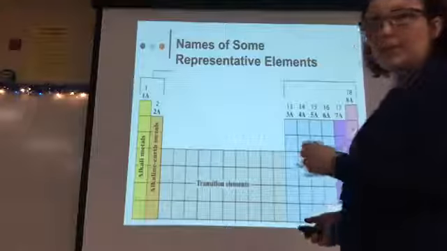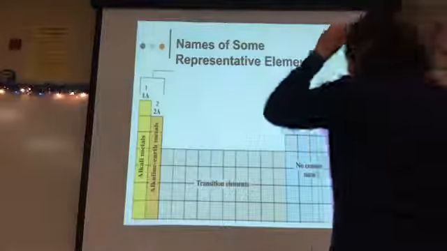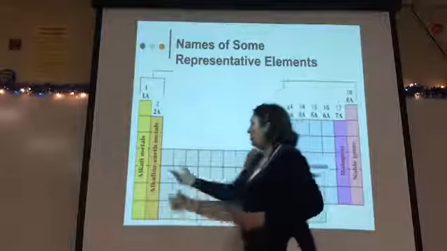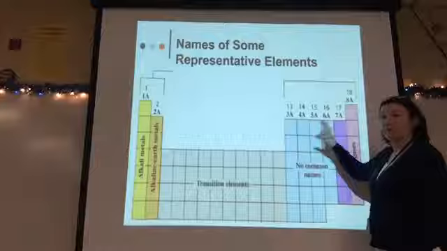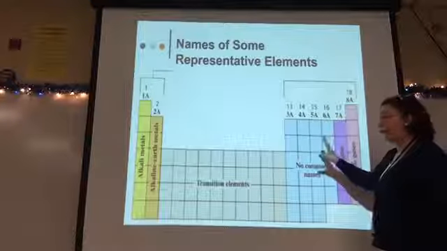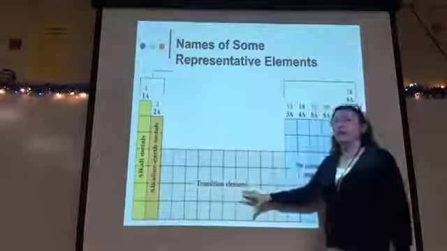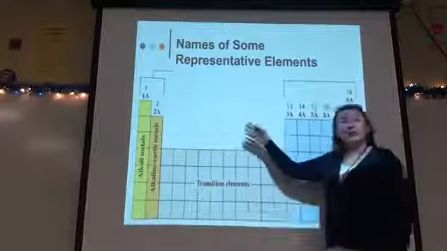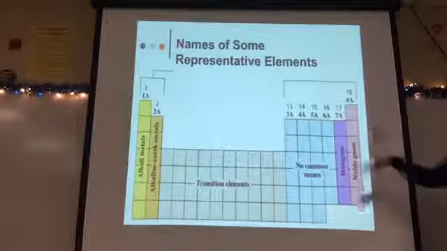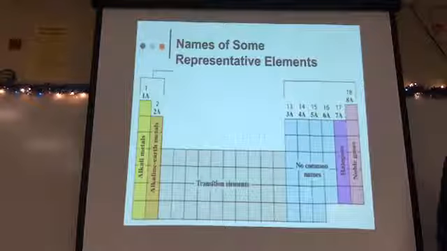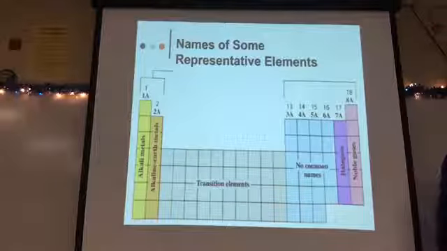Okay, so some names of representative elements. Again, our representative elements are S blocks and our P block. Those are only our representative elements. Transition elements are not part of that. Now we're going to go through each of these groups and talk about some properties of each, and then I'll have a demo for you in a few minutes.